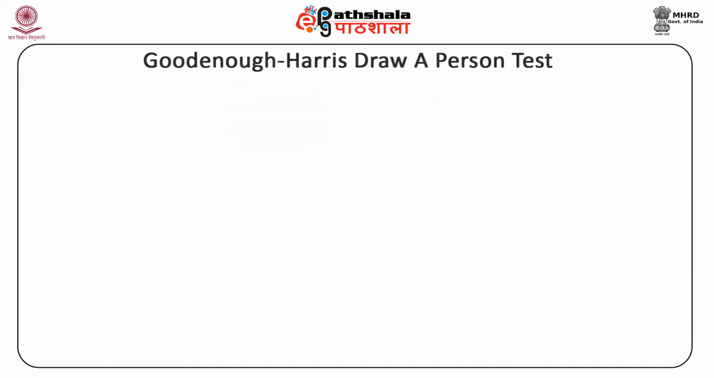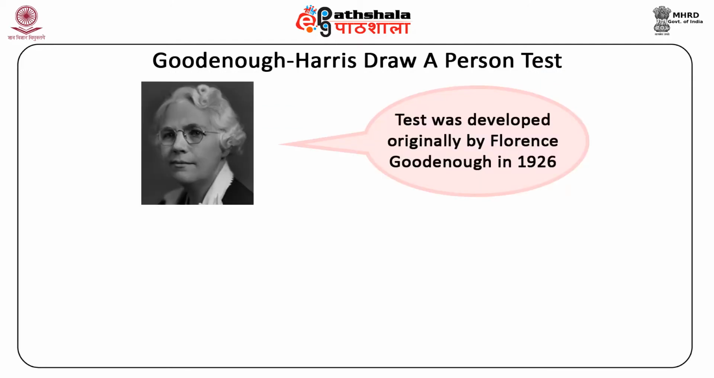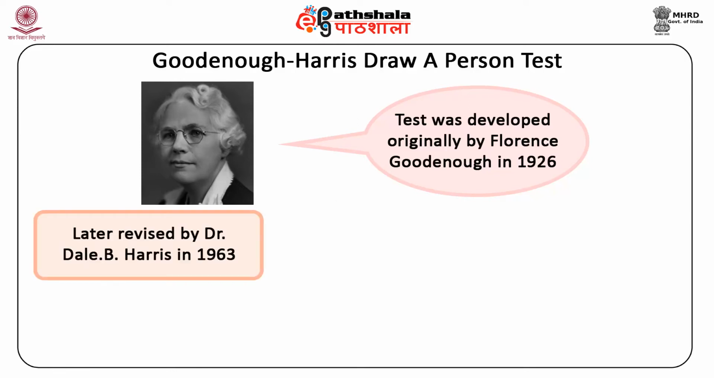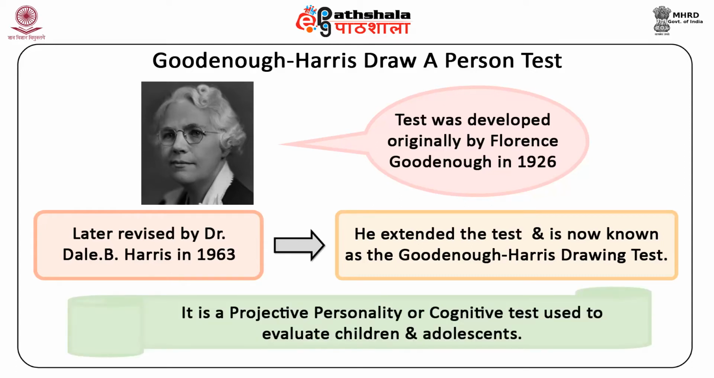Goodenough-Harris Draw a Person test. This test was developed originally by Florence Goodenough in 1926 and was later revised by Dr. Dale B. Harris in 1963, who extended the test and is now known as the Goodenough-Harris Drawing Test. It is a projective personality or cognitive test used to evaluate children and adolescents.